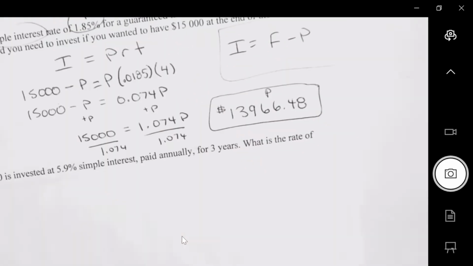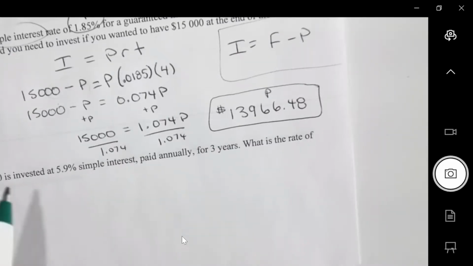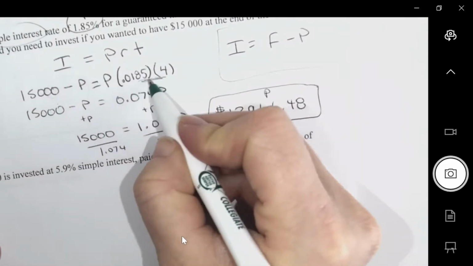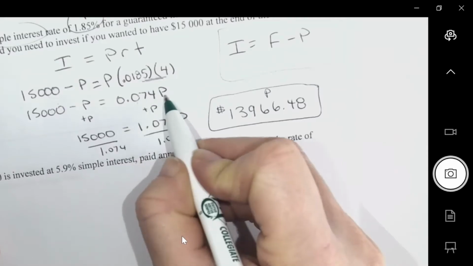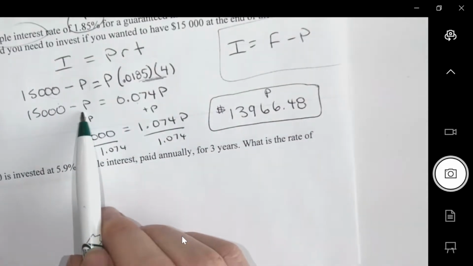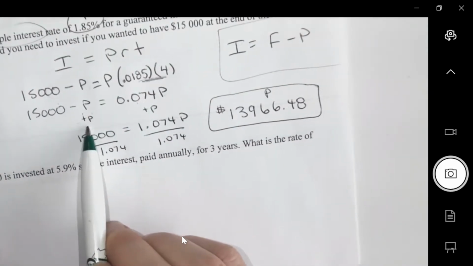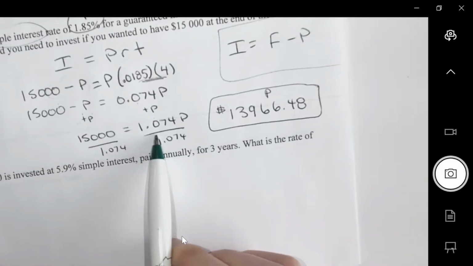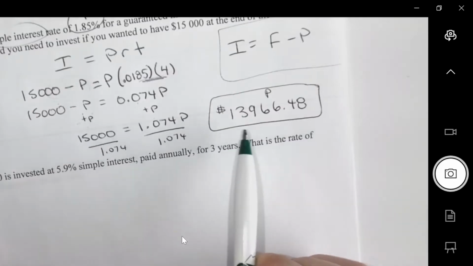Okay, so I got that with algebra. What I did, I multiplied those, so that's where I got that from. And then this is like a minus 1p, so I added a 1p. So that's why that turned into 1.074 and then divided.